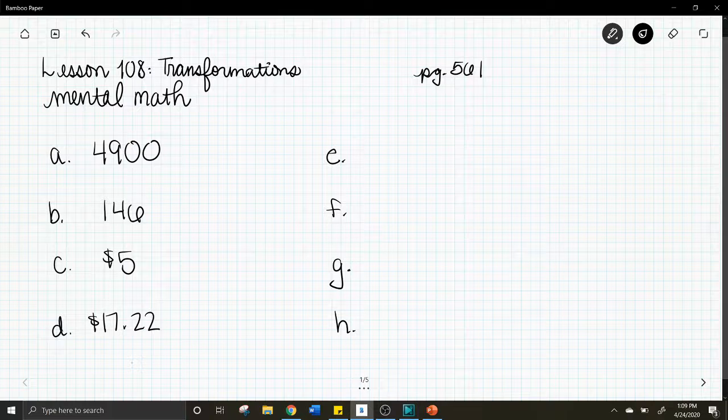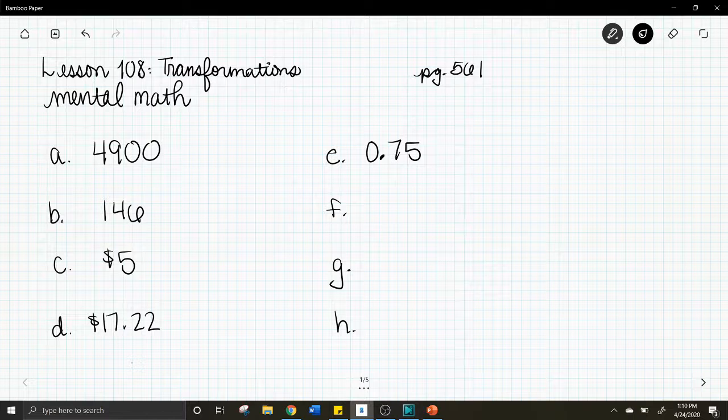Letter E, 75 divided by 100. What is 75 divided by 100? And that would be 75 hundredths, or 0.75. Letter F, 800 divided by 40. What is 800 divided by 40? Answer there is 20.